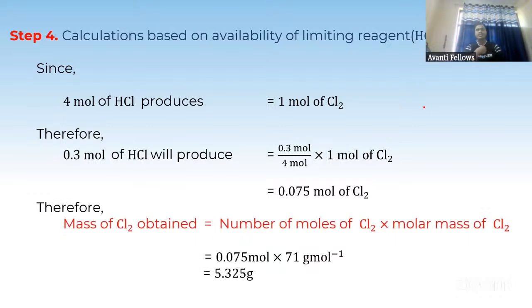If you want to convert this into mass, you can also convert. The mass of Cl2 obtained is the mole multiplied by the molecular mass. Chlorine का molecular mass कितना होता है? That is 71. So the correct answer is like this. ठीक है?